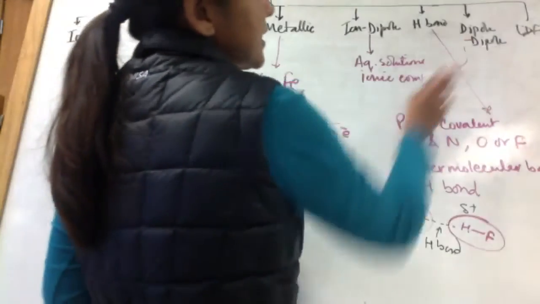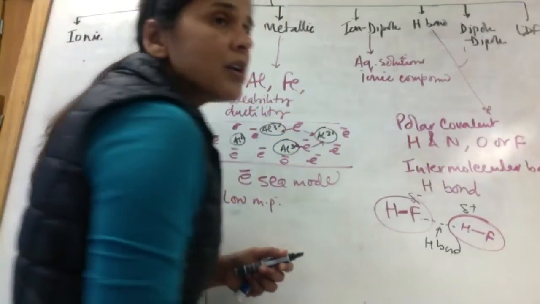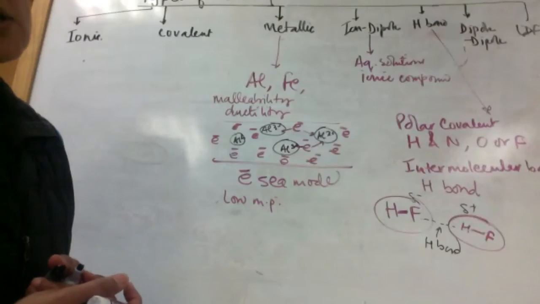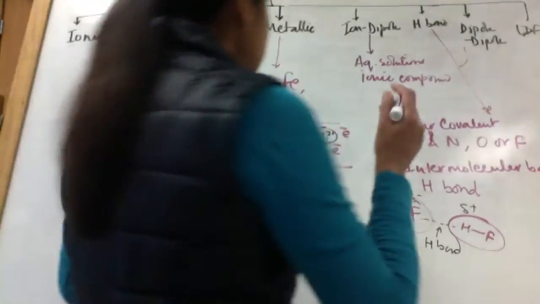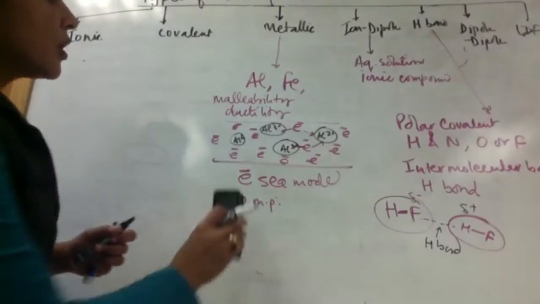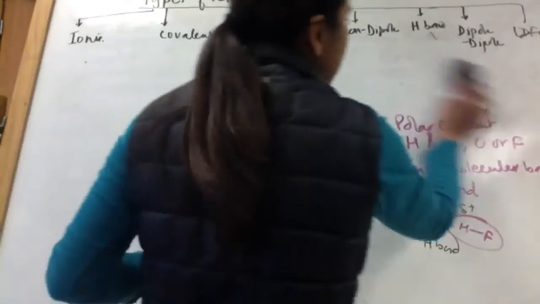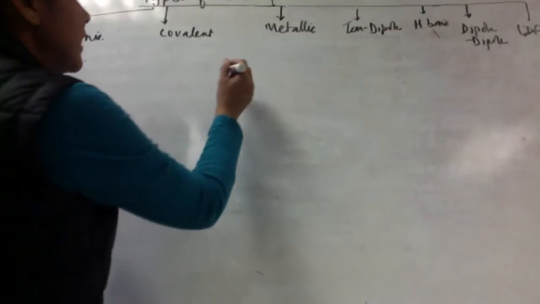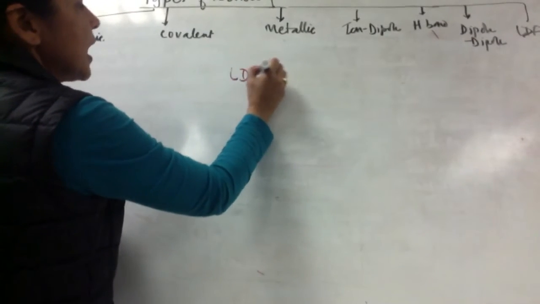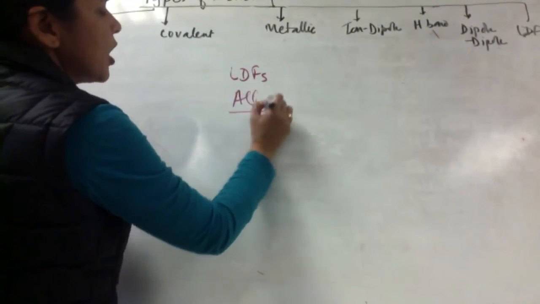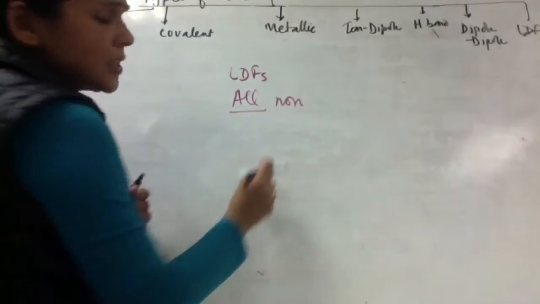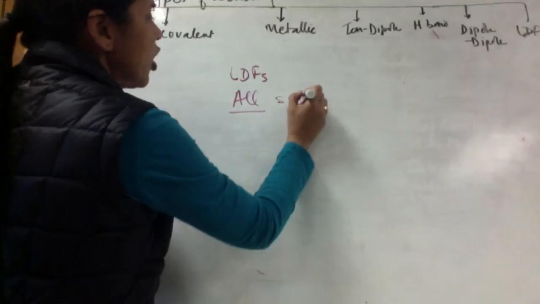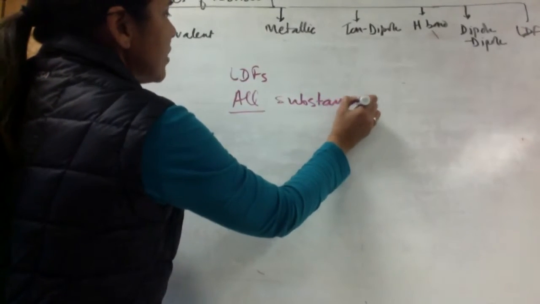Dipole-dipole attractions I just talked about. So hydrogen bond is almost like an extreme case of dipole-dipole attraction. London dispersion forces, or LDFs, are the last type of intermolecular bonds. And LDFs are present in all substances, every single substance, because they all have electron cloud.